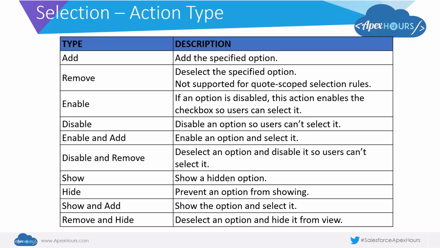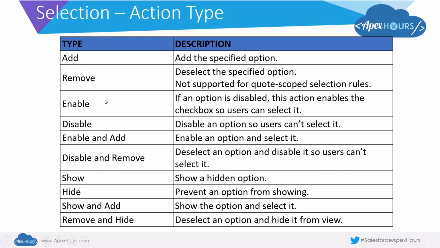So these are the different types that you would see in the product action against product rules when you have the type selected as selection, right? The first one is add. What add would do is add the specified option. It's just going to go ahead and add the option that you're specifying once the rule fires and the condition becomes true. Remove will deselect the specified option. If it was earlier selected, it's going to deselect it. And please note that remove is not supported for the code scoped selection rules. It's only available for the product scope selection rules.